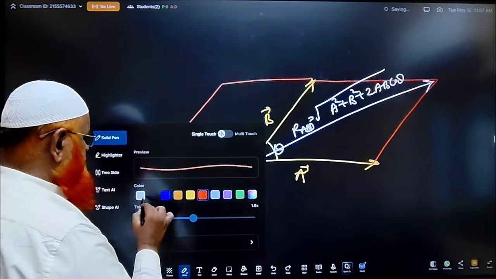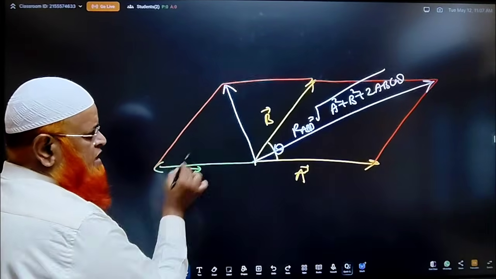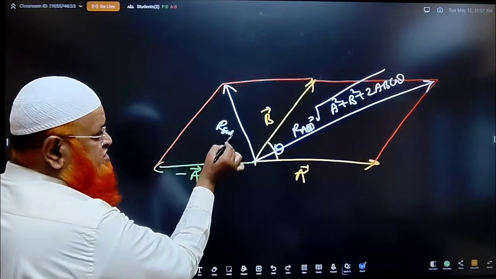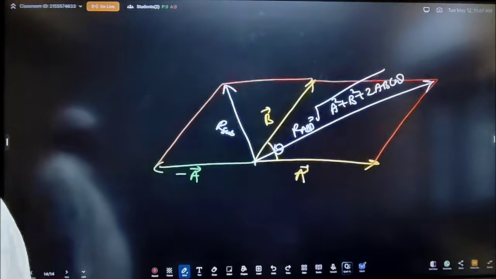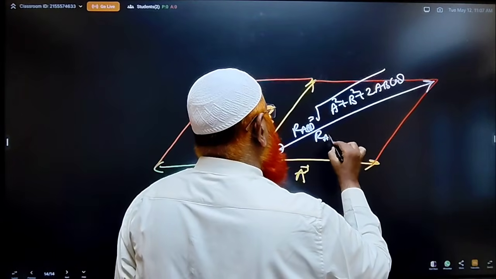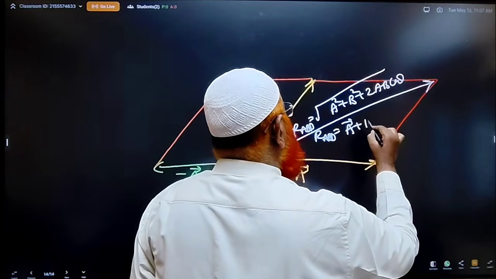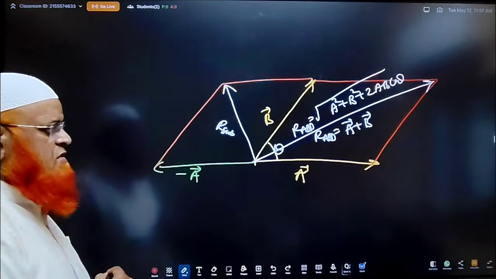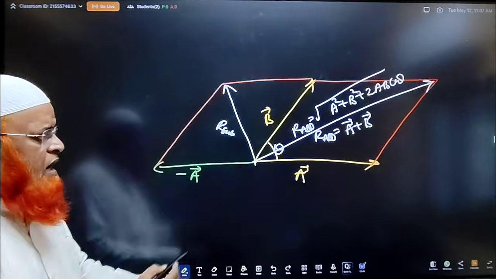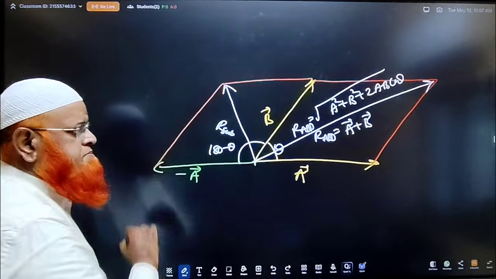Next, what am I going to do? I will write the resultant like this, which is called R subtraction now. Why is it going to be subtraction? Because whatever I have written here, R addition, is A bar plus B bar. If this is angle theta, what is the remaining angle? It is called 180 minus theta.